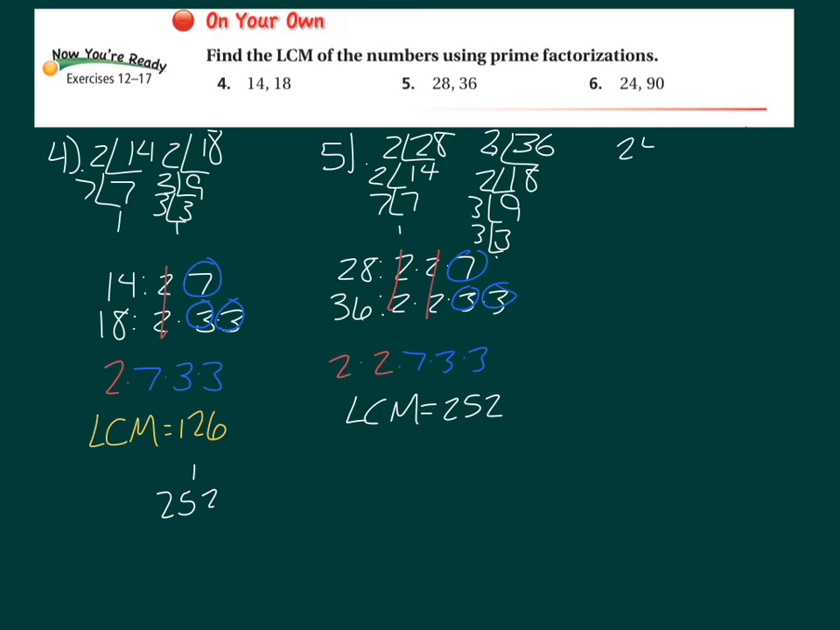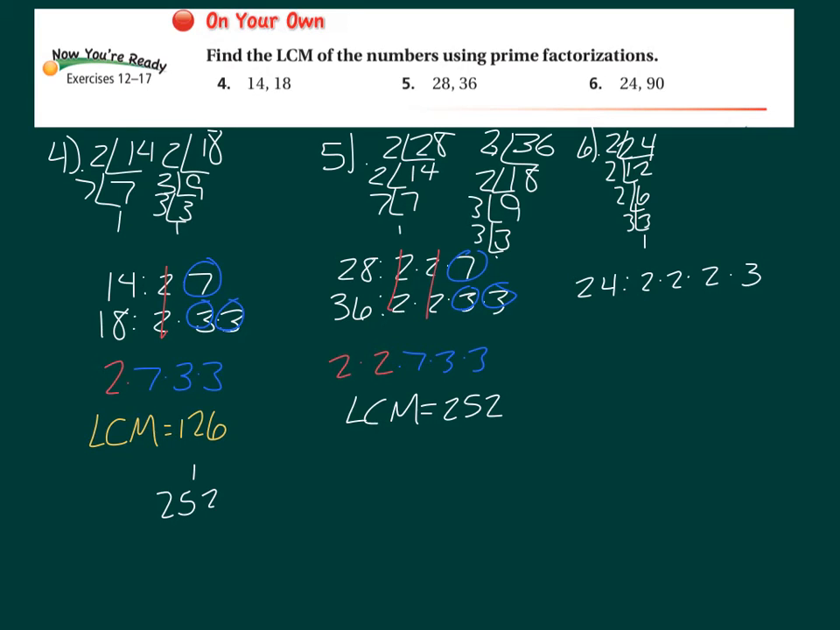24 we break down for number 6. We break down, we get 12. We break that down, we get 6. We break that down, we get 3. And we finally are at the 1. So we write it out. 24 is equal to 2 times 2 times 2 times 3.